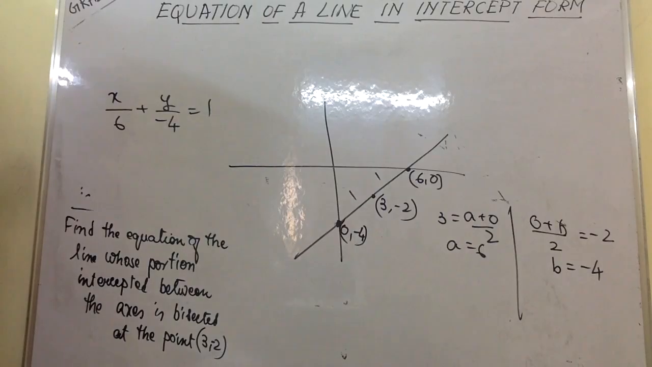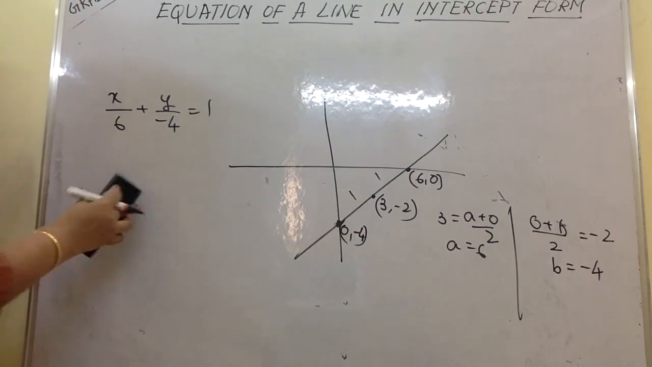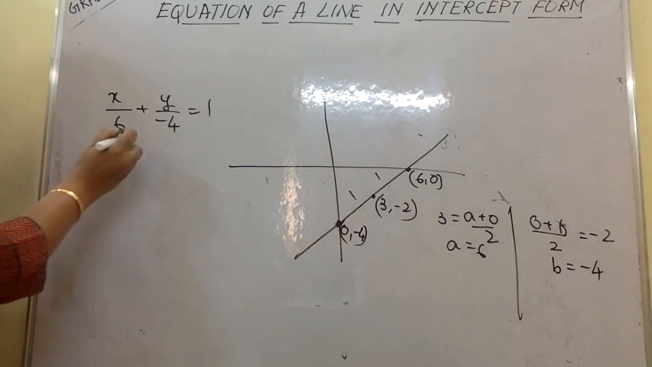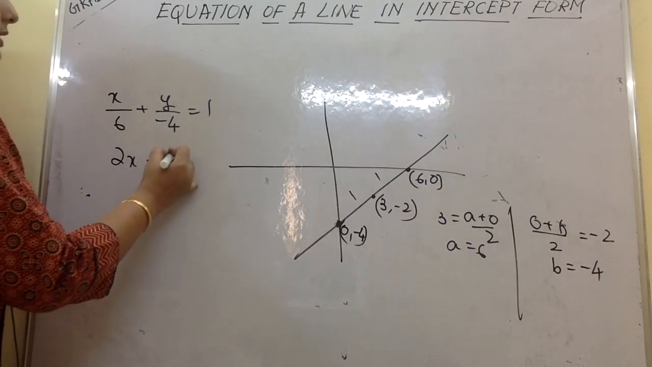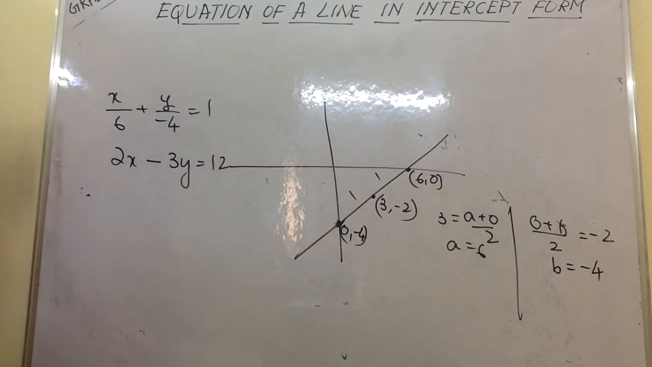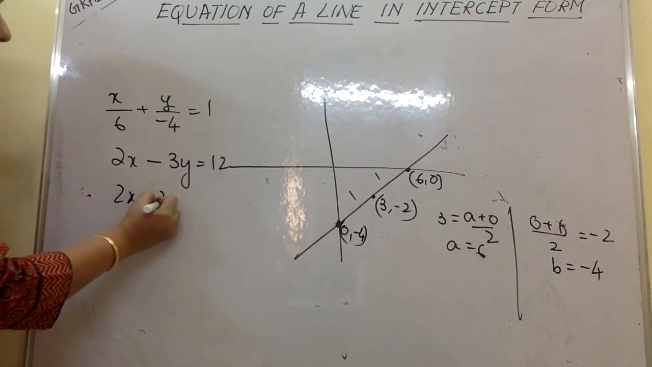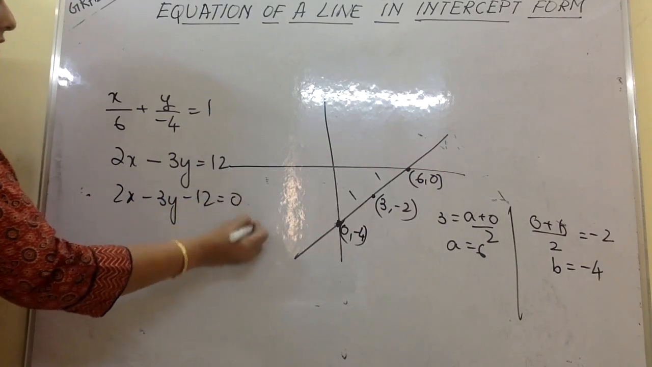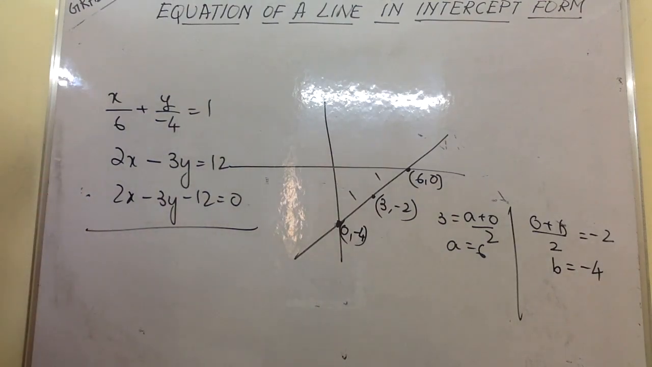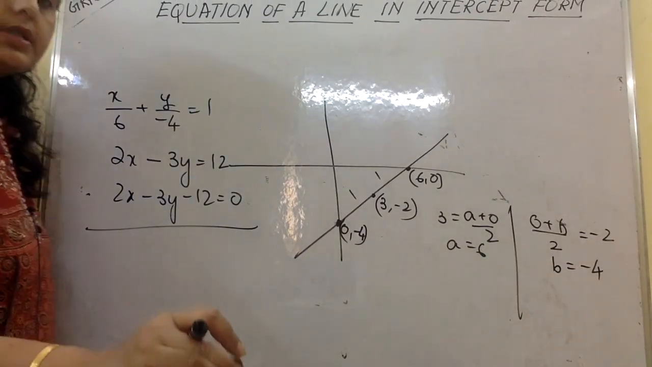Okay, what is my final equation after LCM and everything? LCM is 12. 2x minus 3y is equal to 12. Okay, 2x minus 3y is equal to 12. So 2x minus 3y minus 12 is equal to 0 is the final equation of the line. Okay. Let's see the next question then.